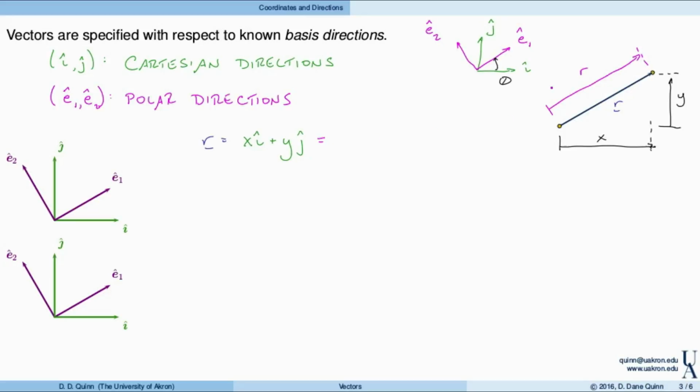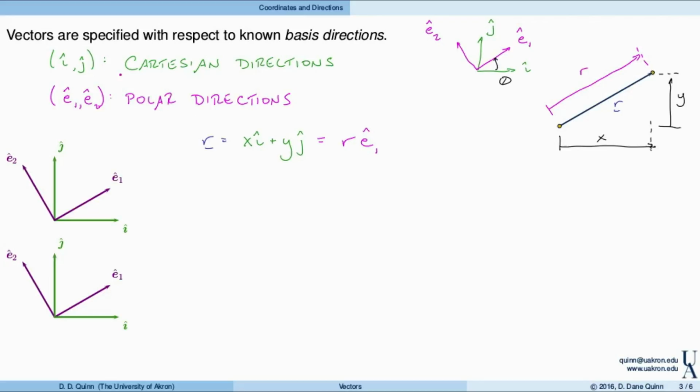So in terms of the polar directions E1, E2, we would have r in the E1 direction. Now, if the vector r changed, the length might change and the direction might change with respect to the ground. But here we have the same vector expressed in two different sets of directions. Remember what we said in the last slide, that vectors are defined independent of how we choose to measure them.